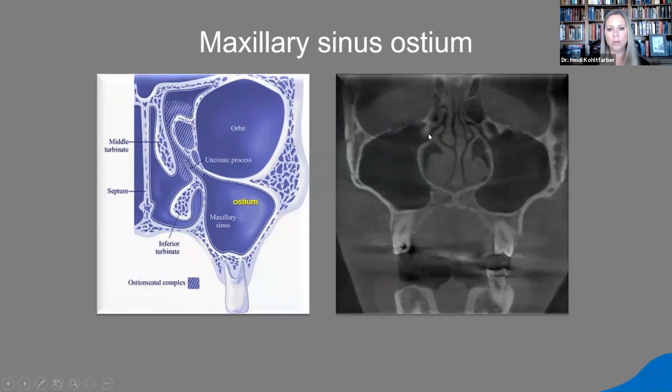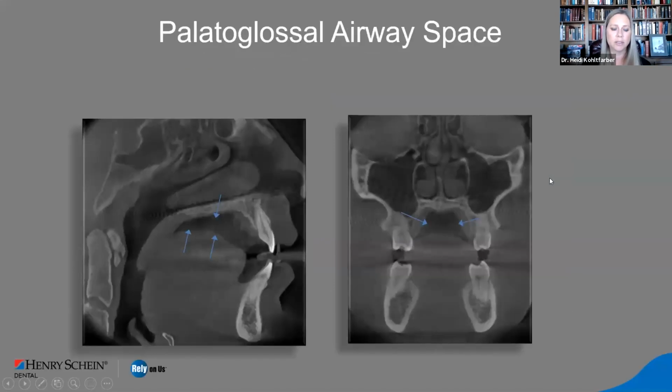We really don't want to block the ostium, or that osteomeatal complex, that whole drainage pathway, or else the sinus can actually act like a pathological cavity in and of itself. So, of course, blockage of this is going to affect our ability to breathe, at least through our nostrils.